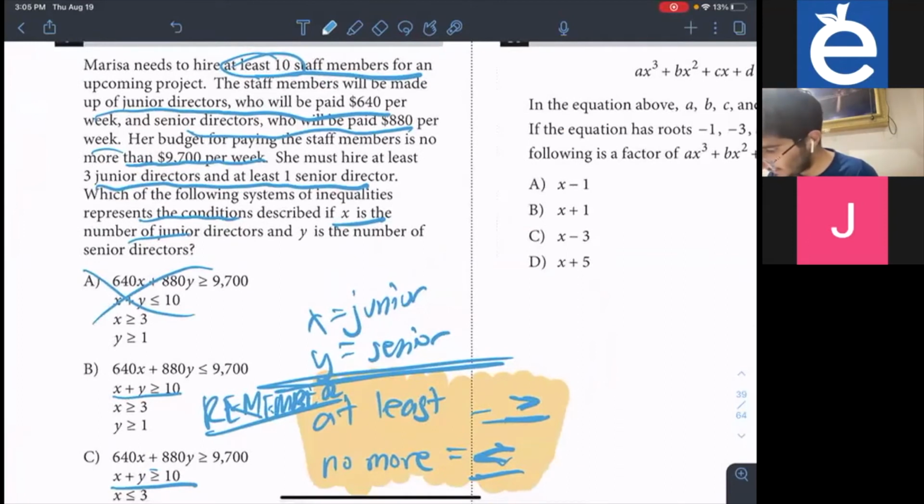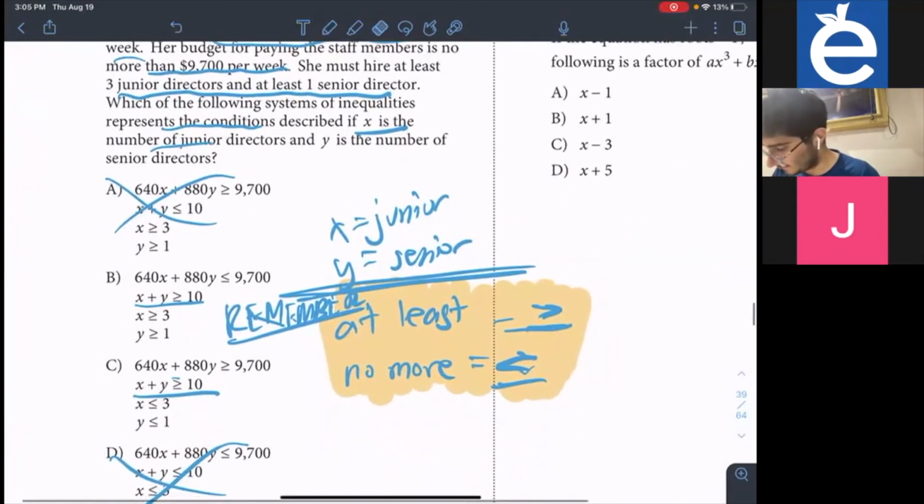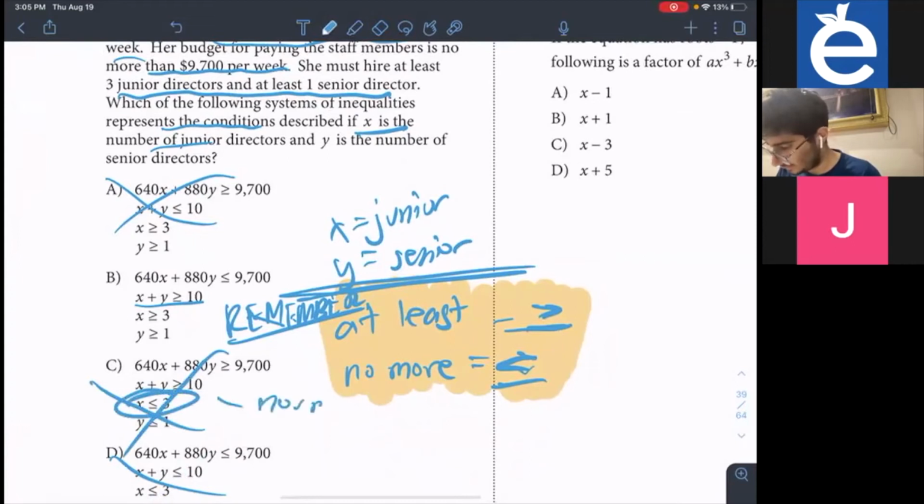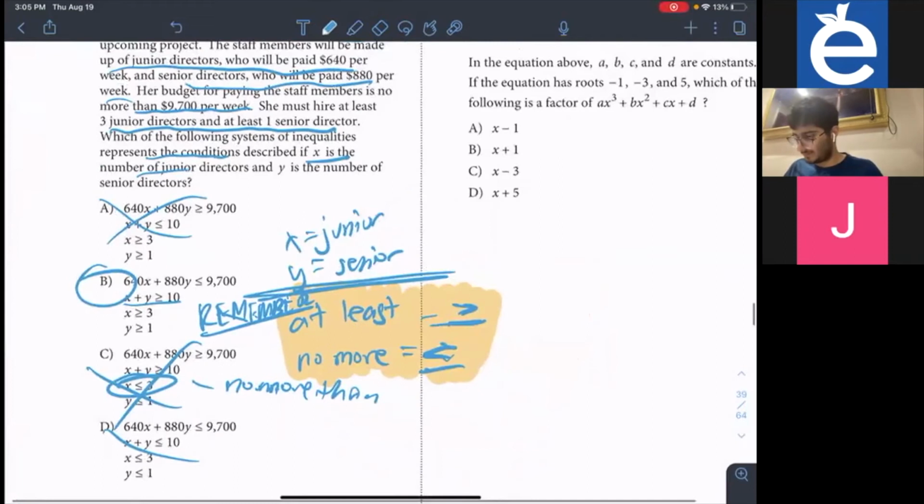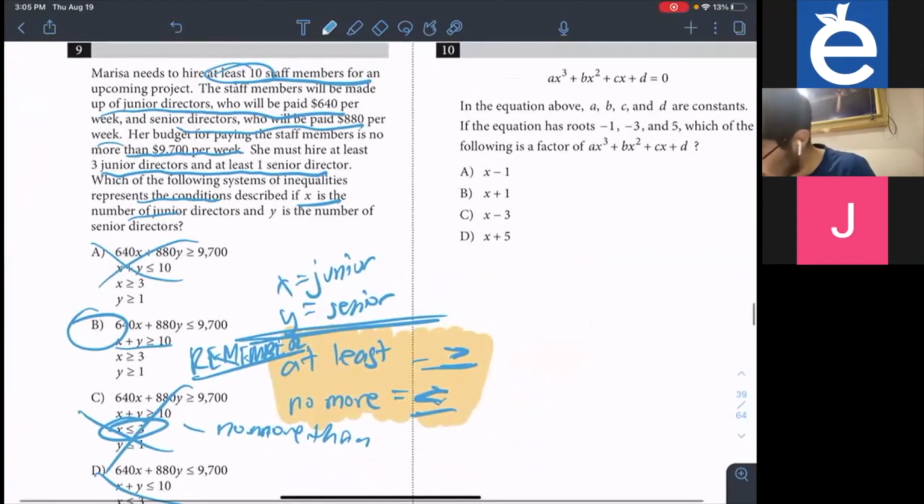There has to be at least 3 junior directors. So this one's out because it's not at least, this is no more than. So our answer is choice B. There's our answer right there. But it also said no more than 9,700 per week.